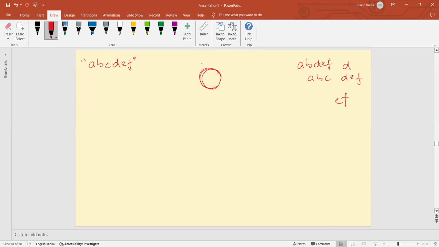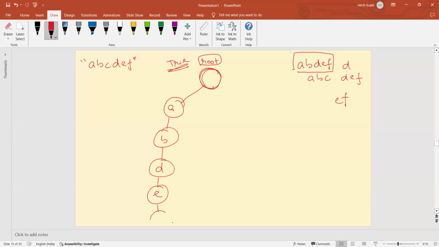So this is the root character. Okay. This is the root of the trie. Now what we do, we are going to first of all insert A, B, D, F. So what we do, we simply do something like this. We insert A, we insert B, we insert D, we insert E, and we insert F.